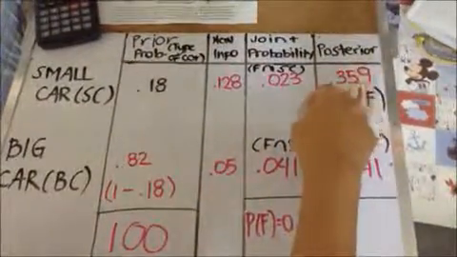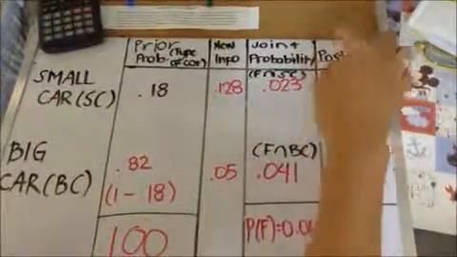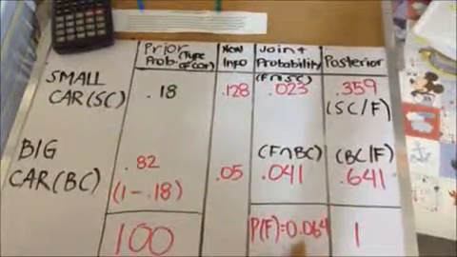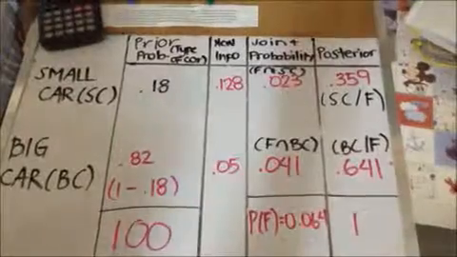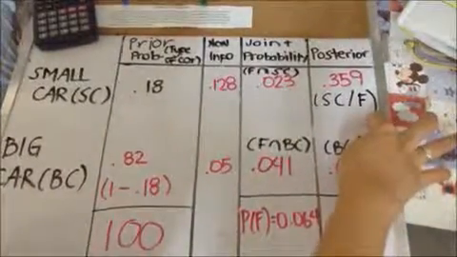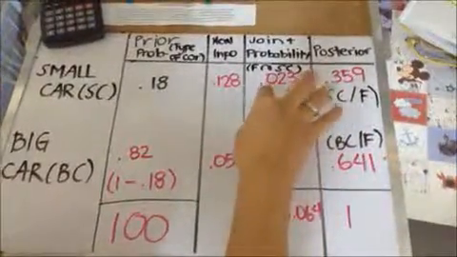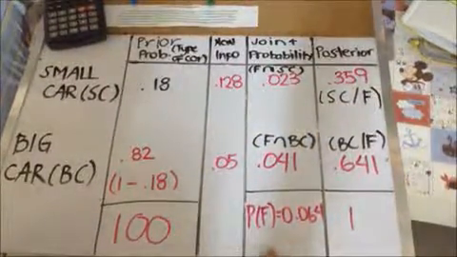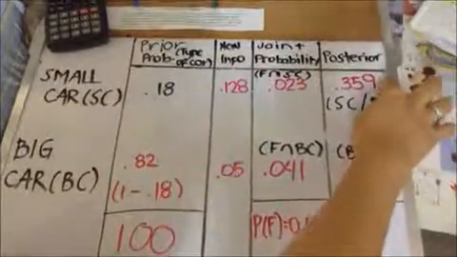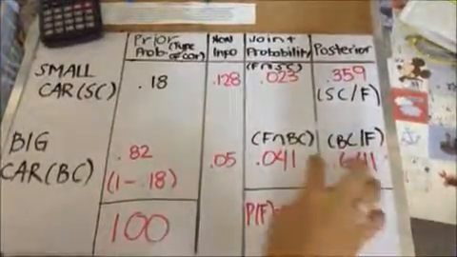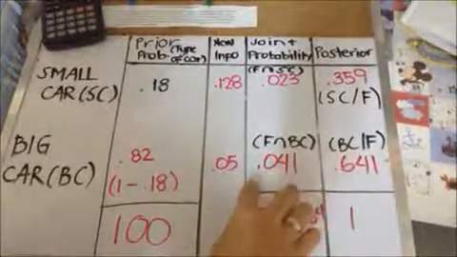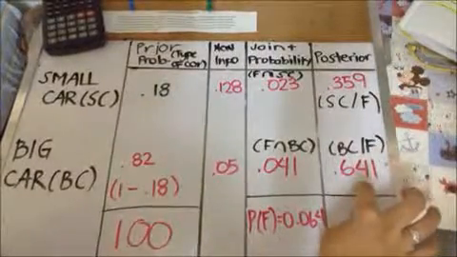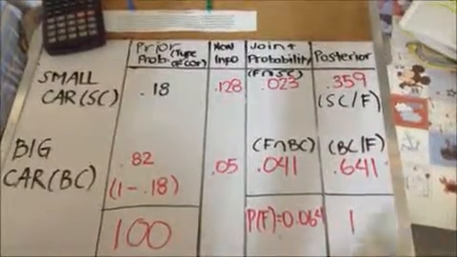We should get the sum of the two joint probabilities, 0.023 plus 0.041 is equal to 0.064. The posterior can be computed by dividing the joint probability of the small car by the total joint probability. The answer would be 0.359. Same with the big car, we would divide 0.041 by 0.064. The answer would be 0.641. The sum would be 1.